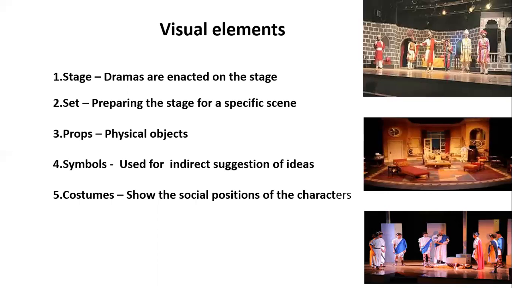And it provides information of the social background of the play. Then we have props. What are props? They are physical objects and they help us to understand the scenes. Example, if there is a pistol, we can understand that there is violence. If there is a flower vase, it signifies that it is inside of a house, like that.